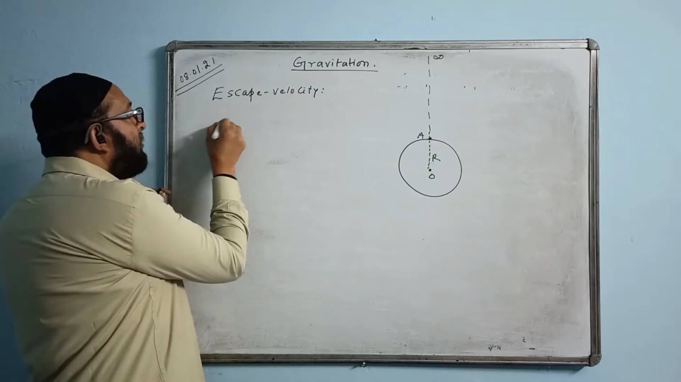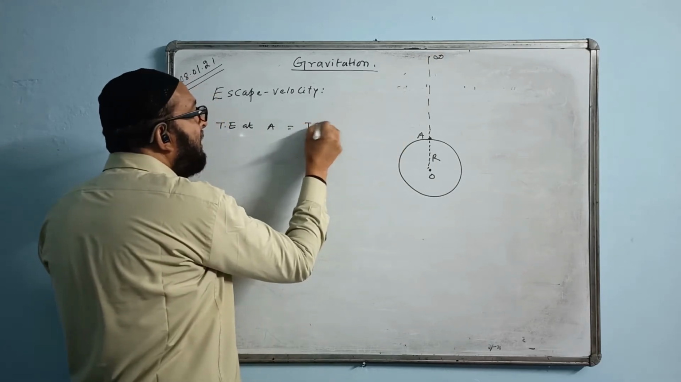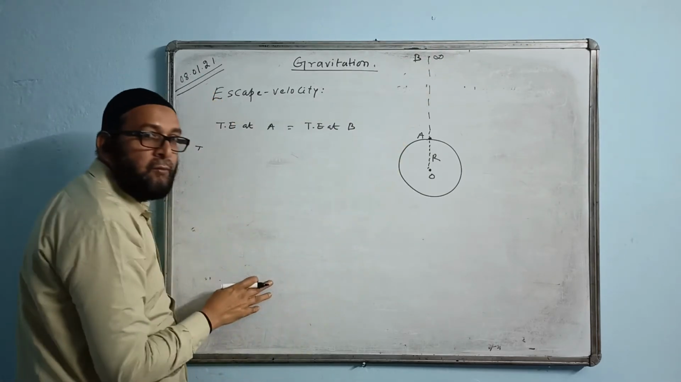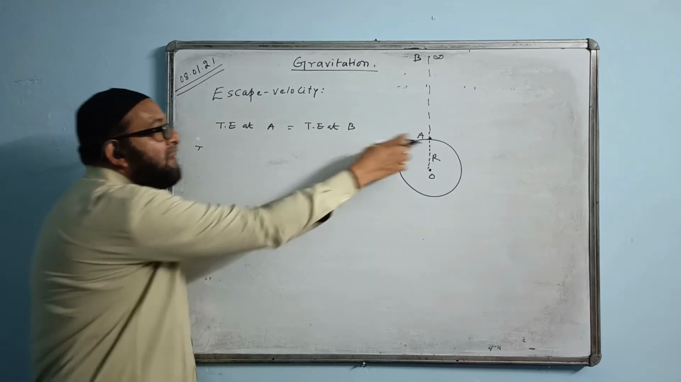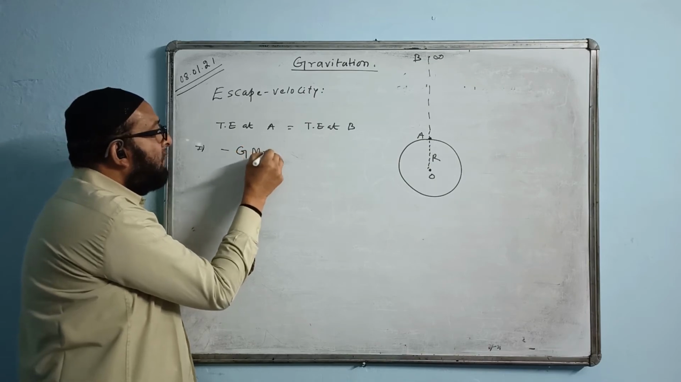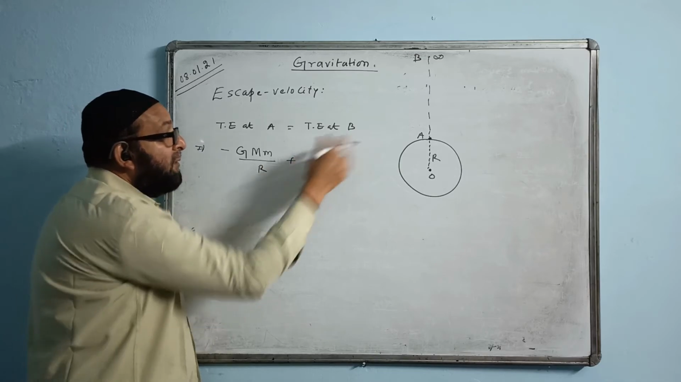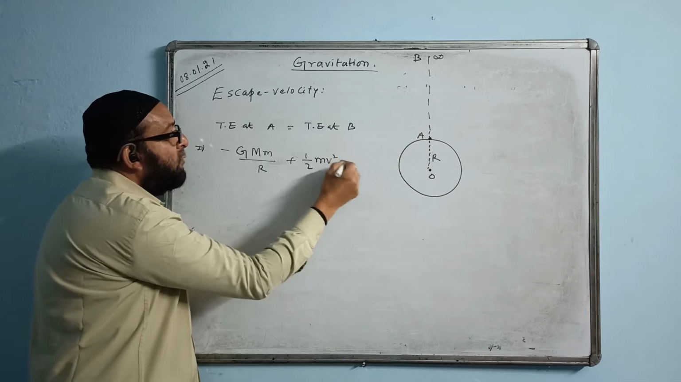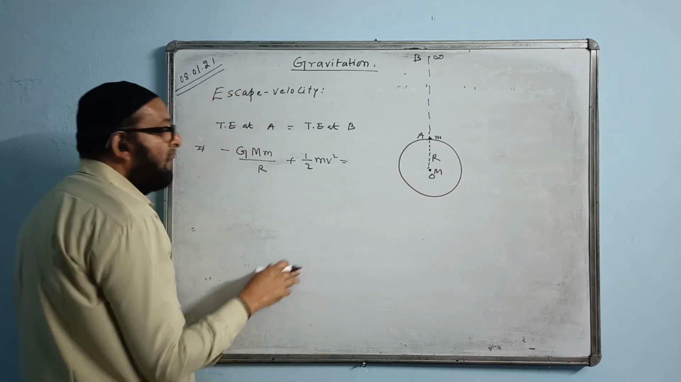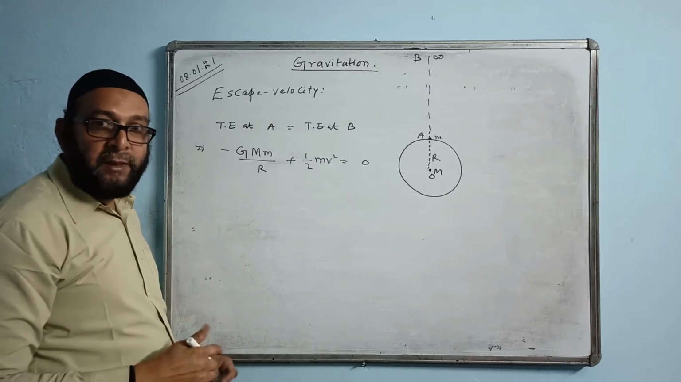So we will write the total energy at A is equal to, this is the infinity point, the total energy at B. This point is supposed to be B at infinity height. We don't know which height. What energy will it have? It will have potential energy. We write the potential energy formula as minus GMm by R, plus kinetic energy because we are providing it some velocity, half mv square. Small m is the mass of the body, and capital M is the mass of the earth. Total energy at B is 0 because it is escaping, so there is no energy. So that's why it is not returning back.